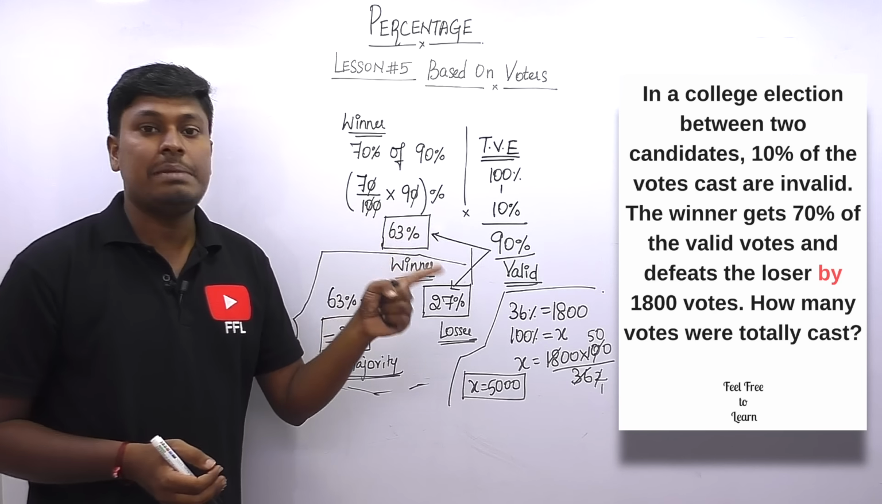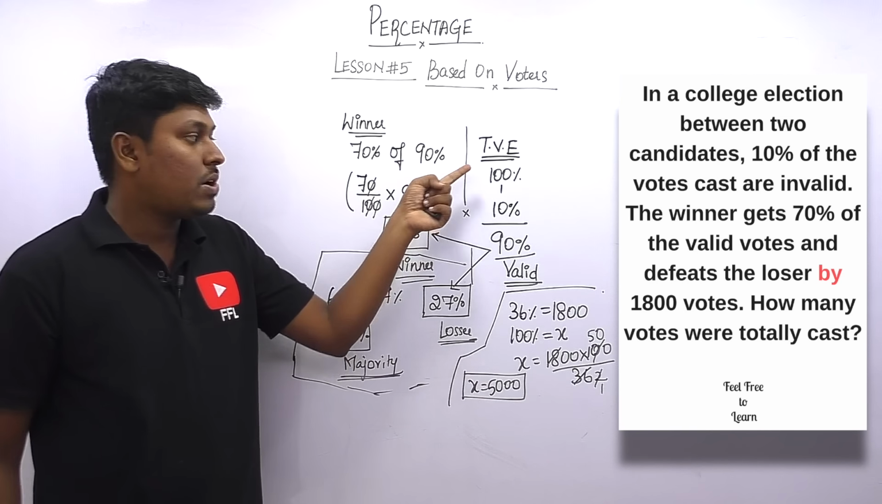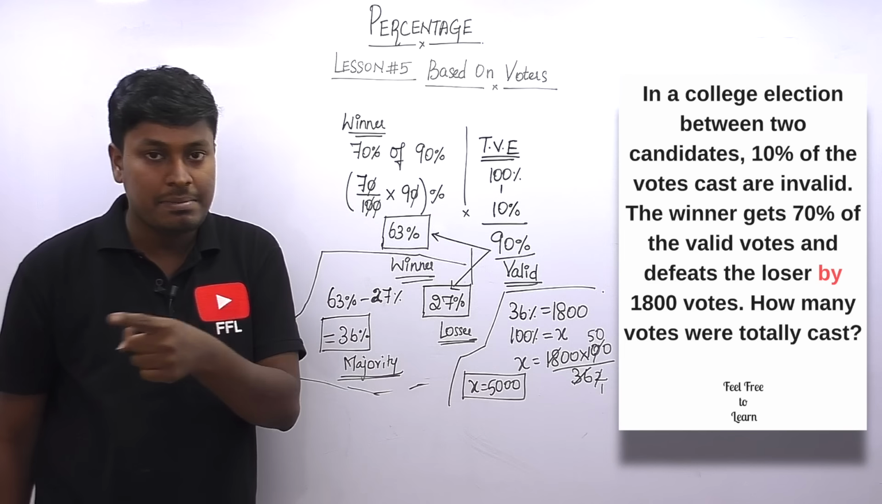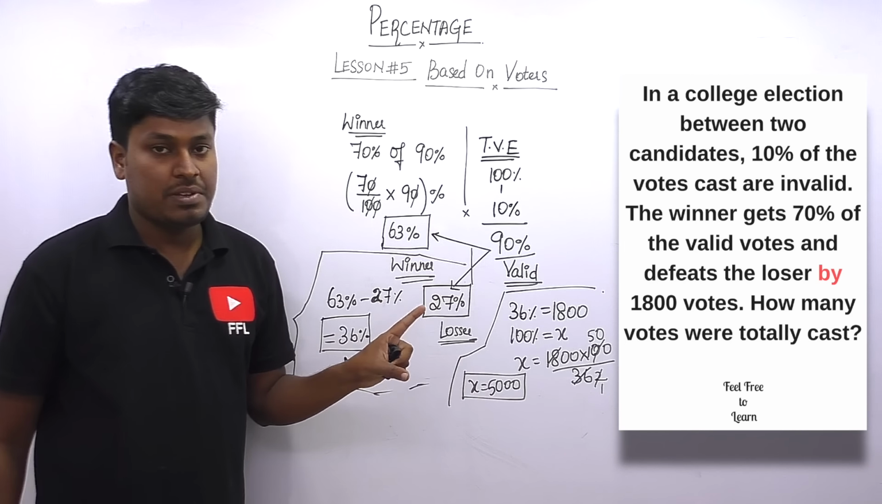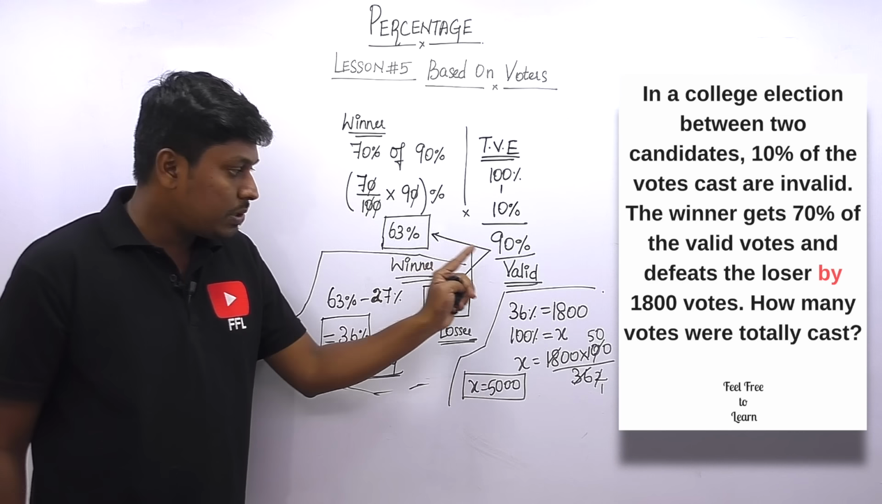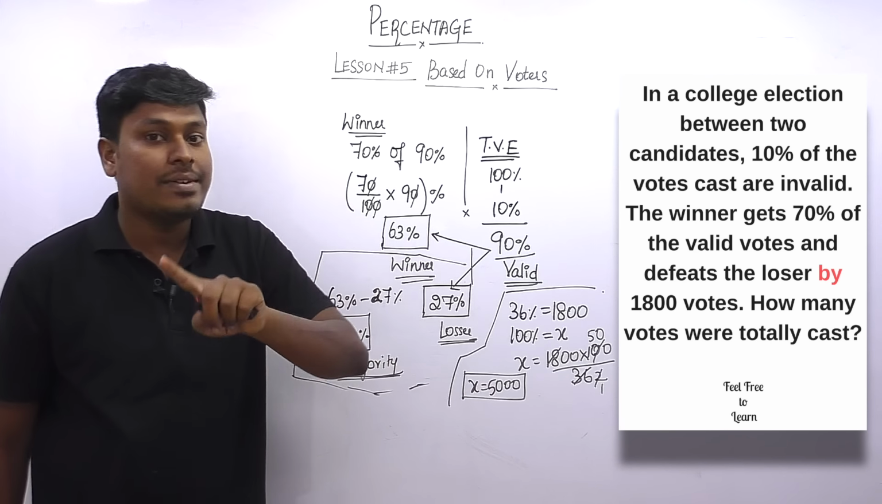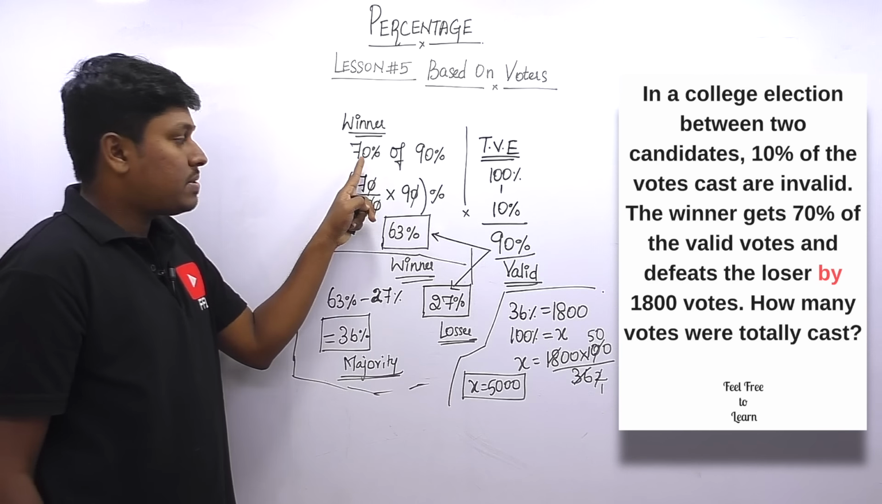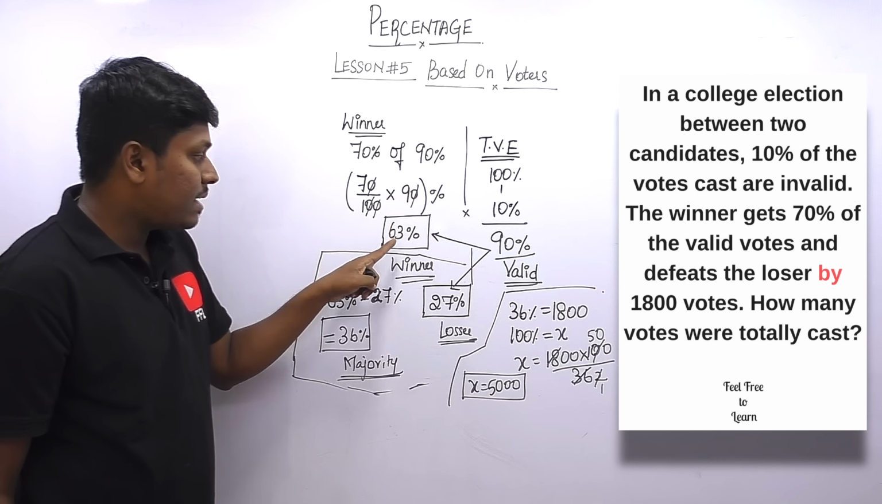First they have given us 10% of votes are invalid. So out of 100%, 10% is invalid, which is 10% of votes is eliminated. So we have 90% of the votes. So 90% votes are valid votes. Now out of this 90%, winner got 70%, which means out of this 90, winner got 70. So 70% of 90, so this can be written as 63.